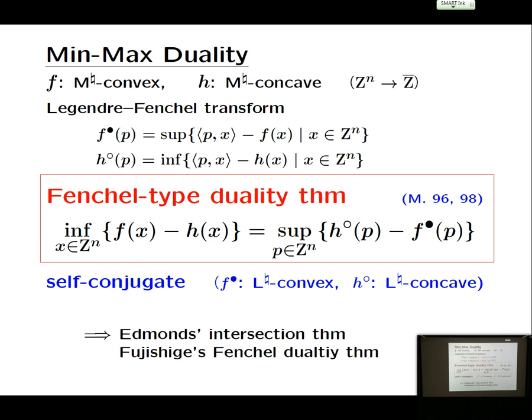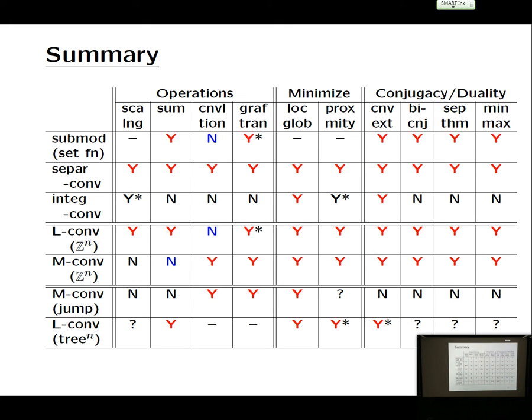And the minimax theorem looks like this. We are given f and g, M-convex and M-concave, and this is the Legendre transform, the conjugate function for a convex function that I explained. But for a concave function, we have an infimum here, okay? And this is the Fenchel duality theorem, but here the infimum and supremum are taken over integers. So it is a nonlinear integer function duality. And it implies Edmonds' intersection theorem or the Fujishige-Fenchel duality theorem as a special case.